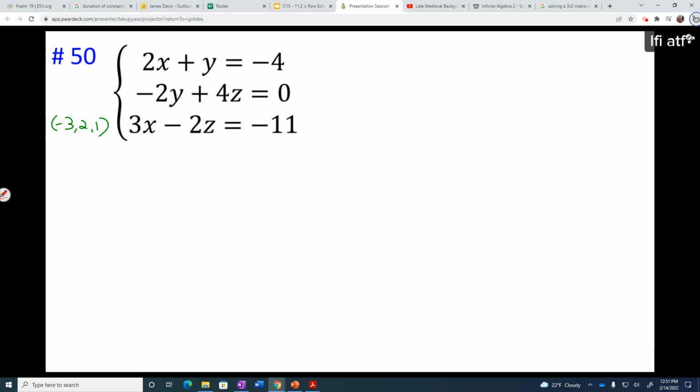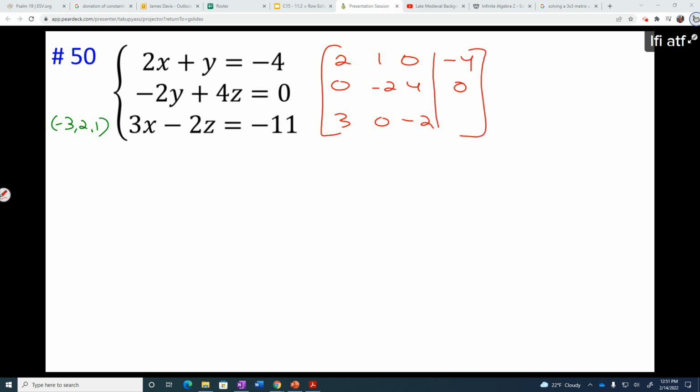First thing we want to do in all these is write out the augmented matrix. With this one, it doesn't have a z spot, so it's just 2, 1, 0, negative 4. This one doesn't have an x, so we put a 0 in the first spot. And then this one doesn't have a y, so it's 3, 0, negative 2. So that's our augmented matrix.